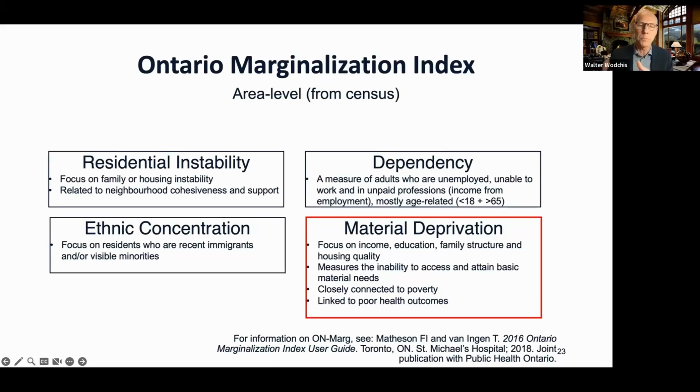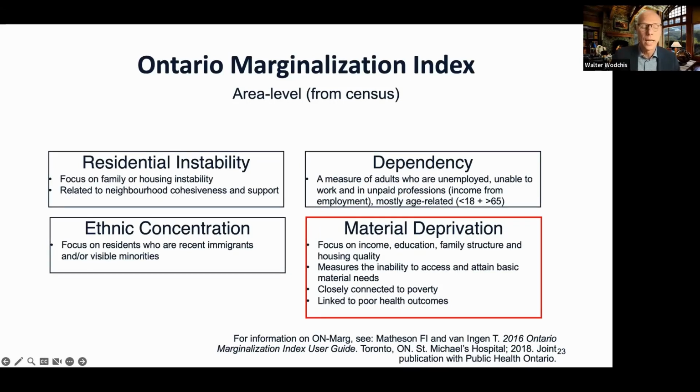And then here is this space in the material deprivation, which we focus on and think it's probably the best of the indices in terms of its comprehensiveness and in different ways. So it includes aspects related to income, education, family structures, housing quality, as well as the ability to access and maintain basic needs. It has a close connection to poverty, and it has been linked to poor health outcomes.